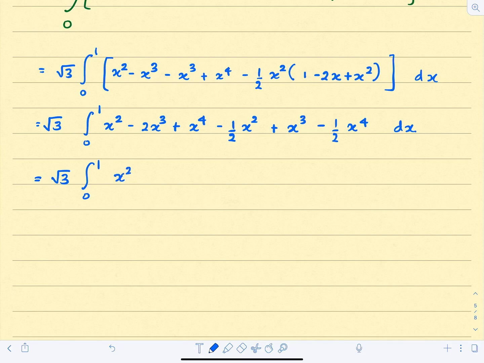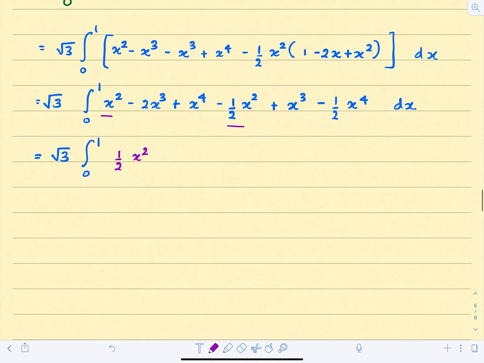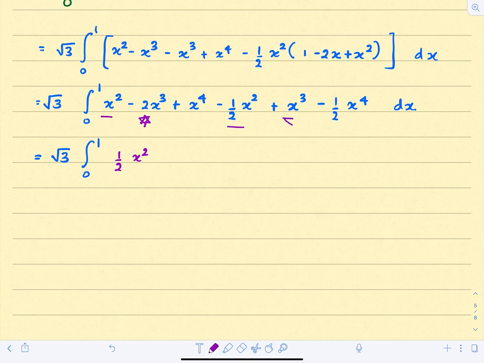Now let's combine the similar terms. We have x squared here and negative 1/2 x squared here. So that will give you positive 1/2 x squared, and then you have this negative 2x cubed term and positive x cubed term, which give you negative x cubed. And then finally we have positive x to the power 4 minus 1/2 x to the power 4, which equals 1/2 x to the power 4, dx.